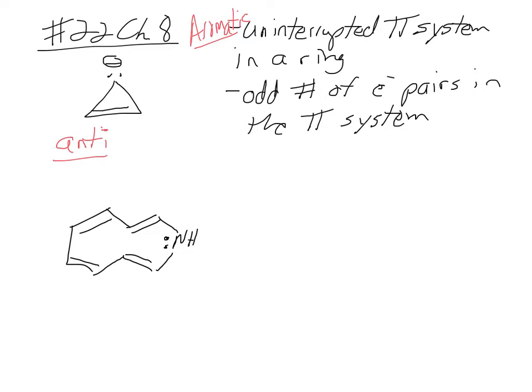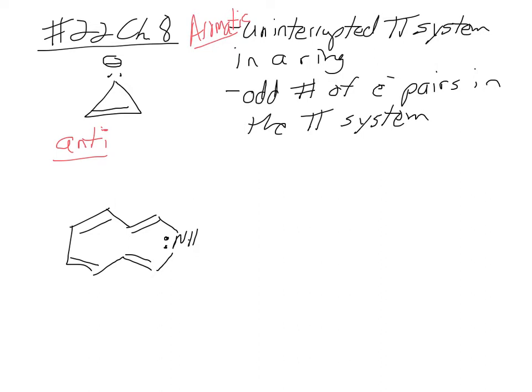Also, does it matter where I draw? If I drew the lone pairs here or if I drew them over here, does it matter? No. I could draw these lone pairs on this side, not in the ring, but that doesn't mean they're not still part of the pi system. It looks nicer when they're in the ring. But first question: is this an uninterrupted pi system? sp2, sp2, sp2, sp2, sp2, sp2, sp2, sp2, sp2.